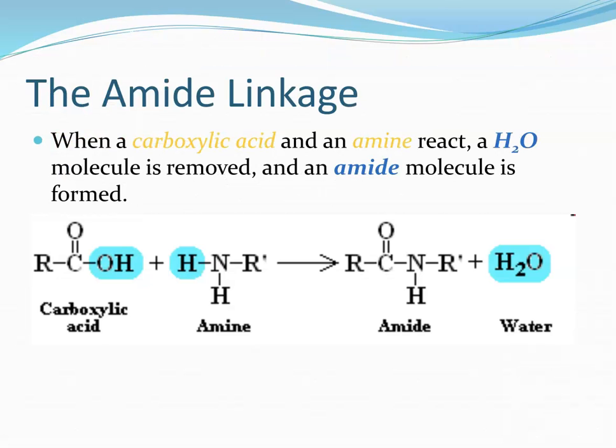The first type of condensation reaction is one that can occur between carboxylic acid and an amine. This is called an amide linkage. The alcohol group of the carboxylic acid and a hydrogen from the amine are removed to release water. Where these bonds were broken, the two molecules join to form what is called an amide linkage.